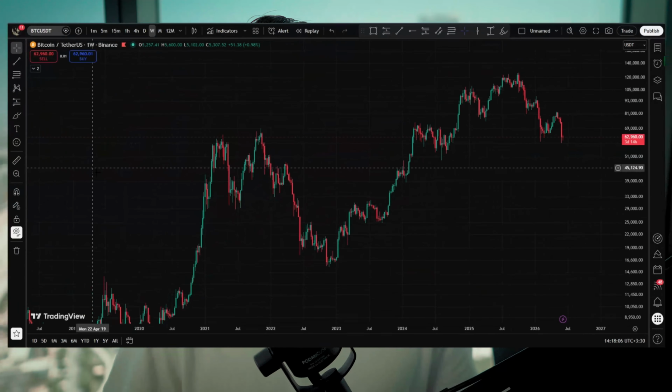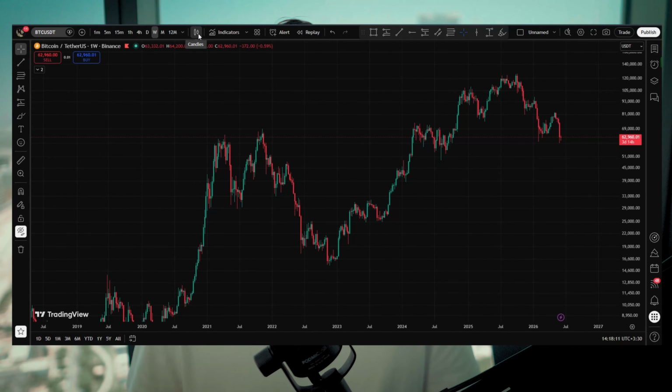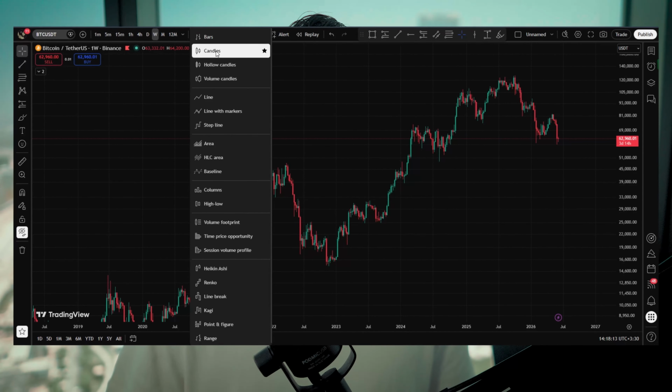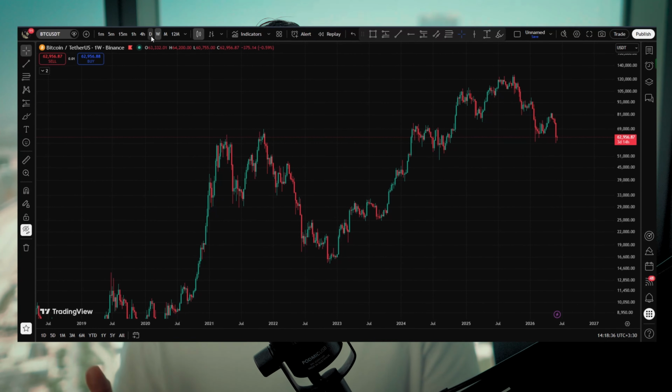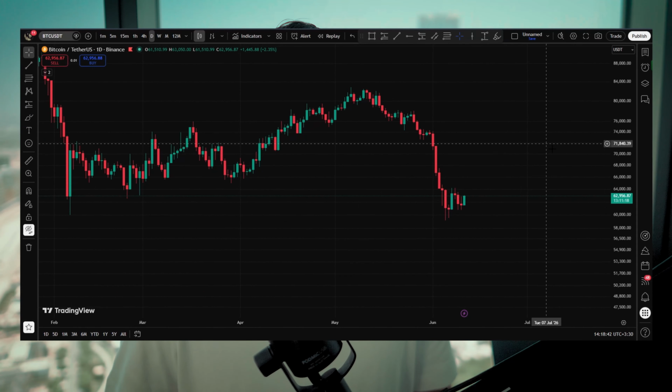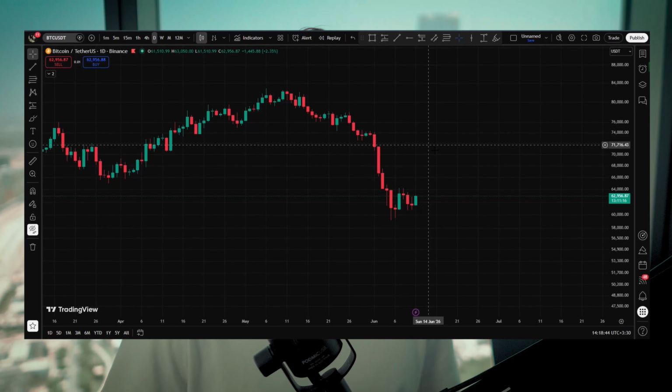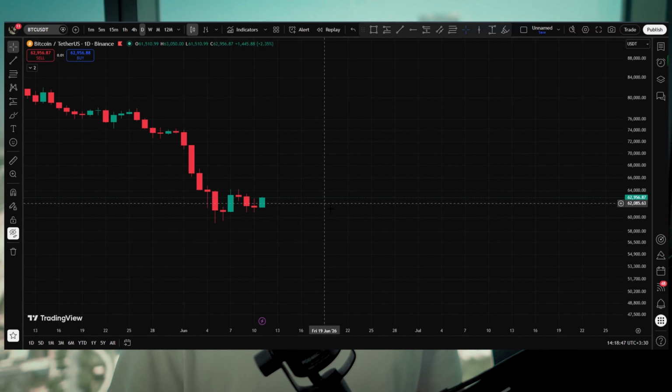Now, default settings. Change the chart type to candlesticks if it's not already. The icon is at the top next to your time frame selector. Pick the daily time frame. That means each candle represents 1 day of price action. Don't add any indicators yet. The chart should be clean, just price.